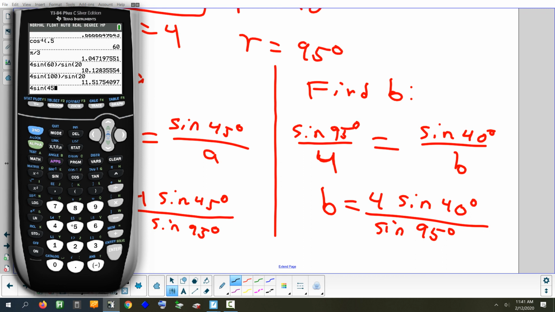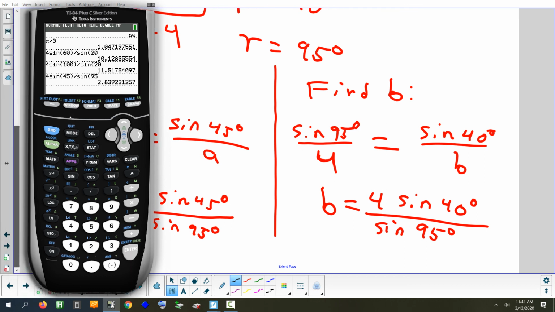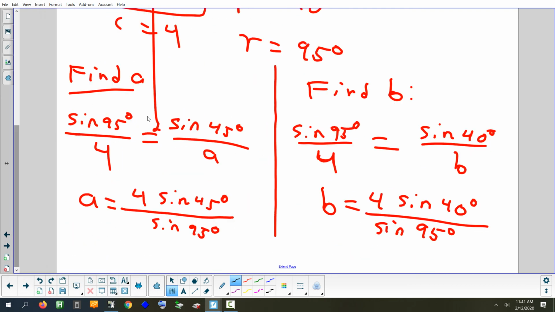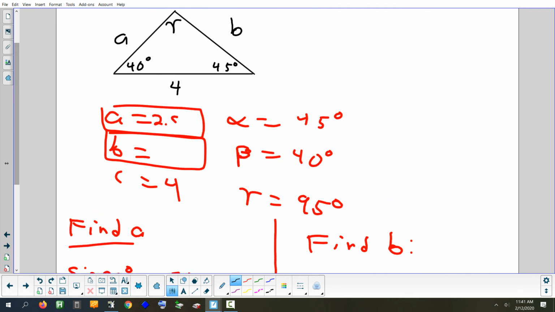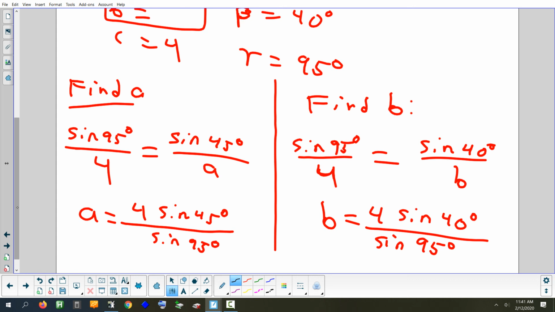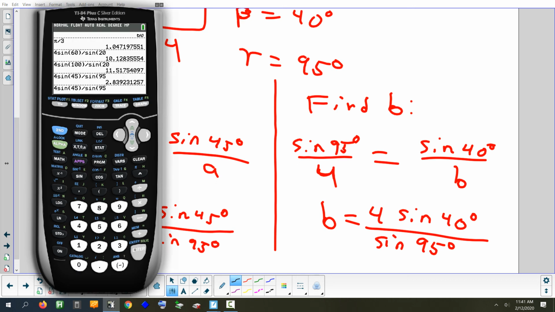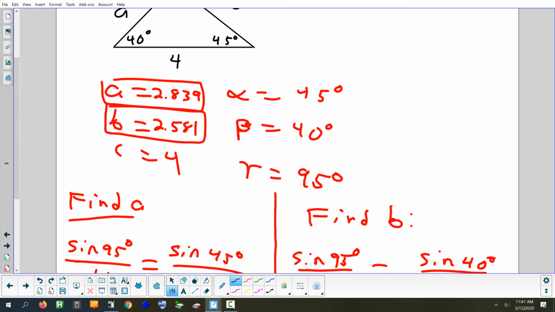So 4 sine 45. Close it or it doesn't matter? Close it. Don't close it like that. Divided by sine 95. So A is 2.839. And B, pretty much the same calculation, so I'm just going to bring up the last thing I typed in and change 4 sine 45 to 4 sine 40. 2.581. Okay, let's check biggest side with the biggest angle, smallest with the smallest. Looks good.